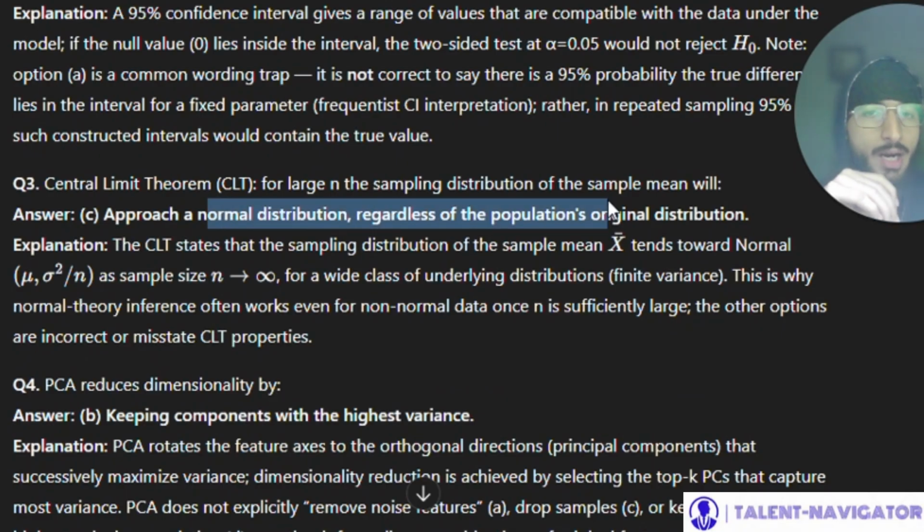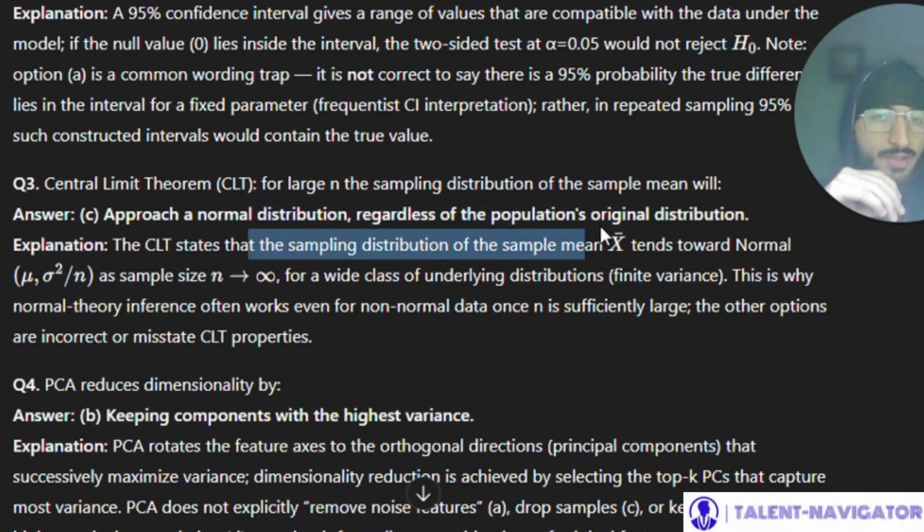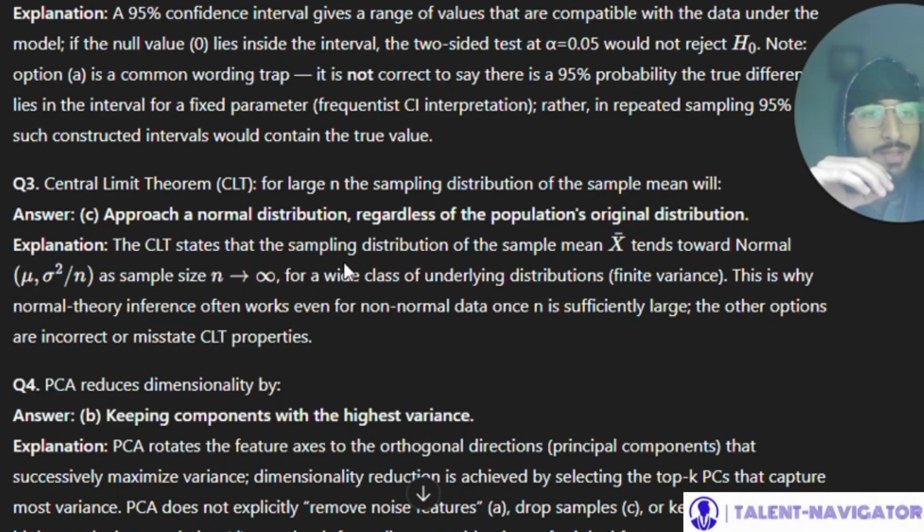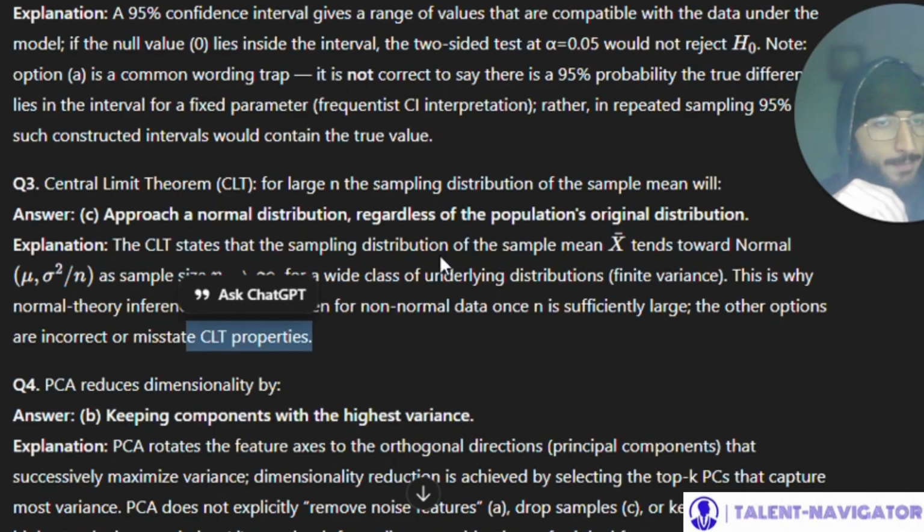Now, the CLT basically says that for a large enough sample size n, the sampling distribution of the sample mean will approach a normal distribution regardless of the population's original distribution. So the CLT states that the sampling distribution of the sample mean tends towards the normal distribution as sample size n tends to infinity. For a wide class of underlying distributions, this is why normal theory inference often works even for non-normal data once n becomes sufficiently large, and other options are incorrect or mistake CLT properties.